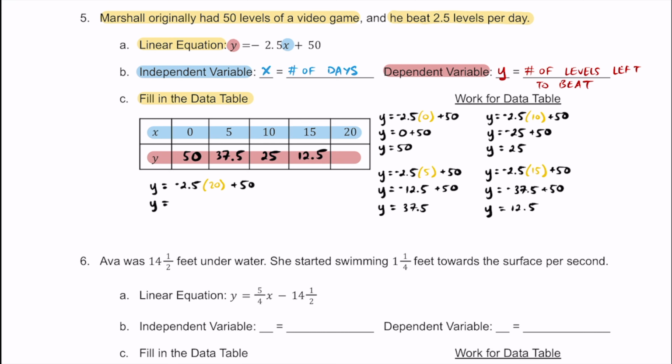Negative 2.5 times 20 is going to be negative 50. Negative 50 plus 50 is going to be 0. So y would be 0. So if 20 days go by, Marshall is going to have 0 levels left to beat here.